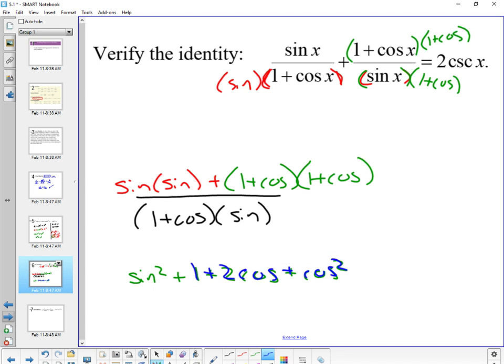I got you. I FOILed it out. This in blue got FOILed out. 1 times 1 is 1. 1 times cosine is cosine. Cosine times 1 is cosine. That gives me 2 cosines, right? And then cosine times cosine gives me cosine squared. Are we good?